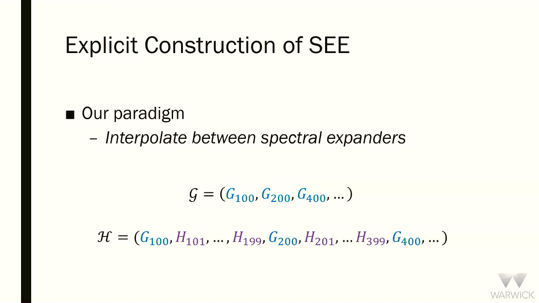In the explicit construction, we used the interpolation paradigm, which says you start with a family of spectral expanders, which could be sparse. Okay, the number of vertices doubles between each two graphs. And you just interpolate between them. You add new graphs in the middle, so the expansion cost will be small.